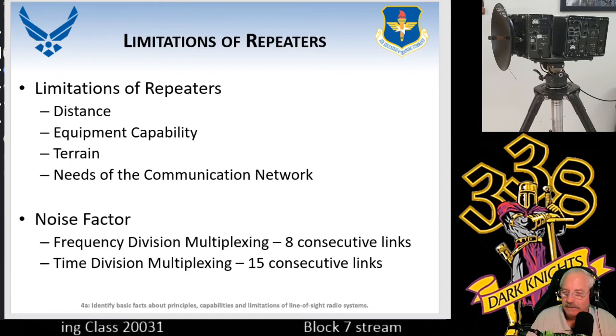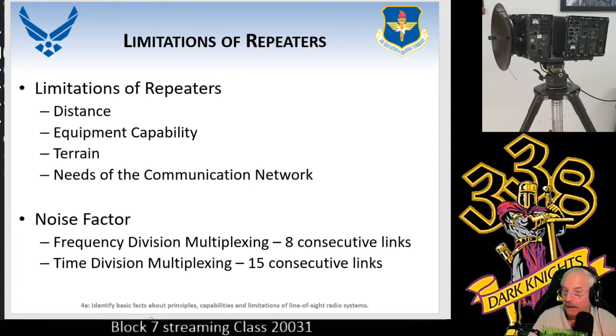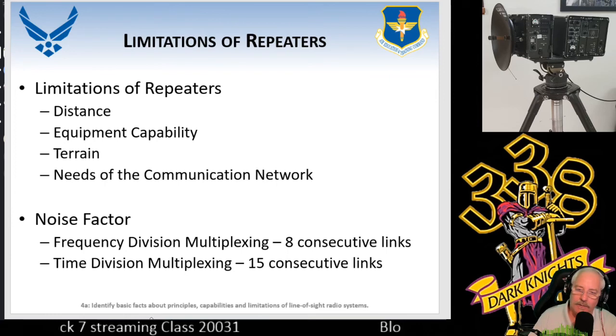The big thing is, when you're looking at all these limitations of repeaters, how far do you want to go? That's distance. What's the equipment capable of doing? If the distance doesn't equate to the equipment capability, how well do you need that comm? Because you may have to buy all new equipment that does a little bit better. Terrain. Do I need to get up and over a mountaintop, or do I need to transmit over, you know, a plateau or whatever?